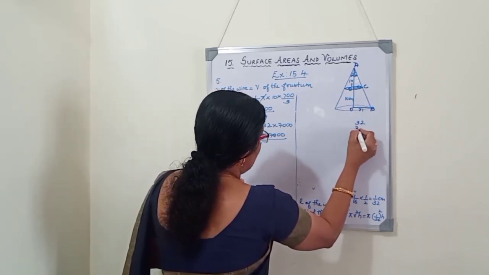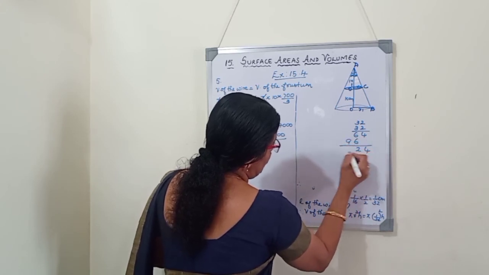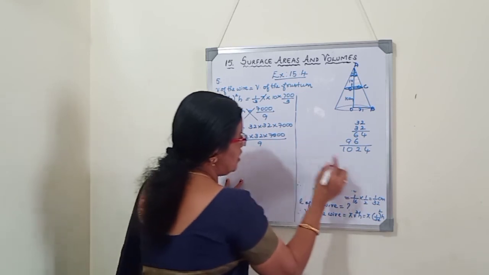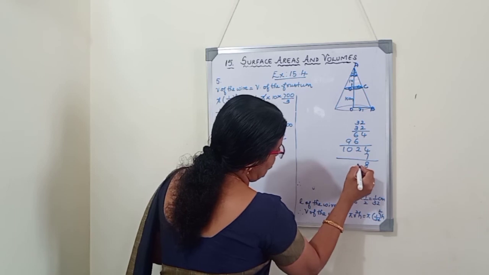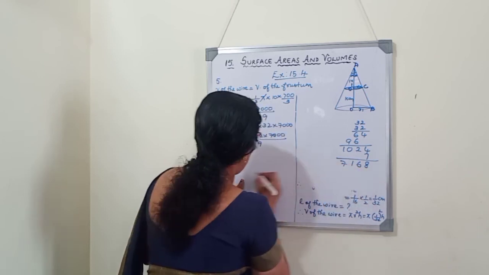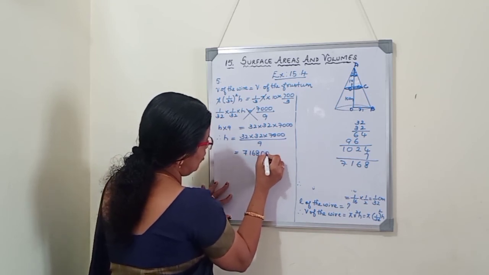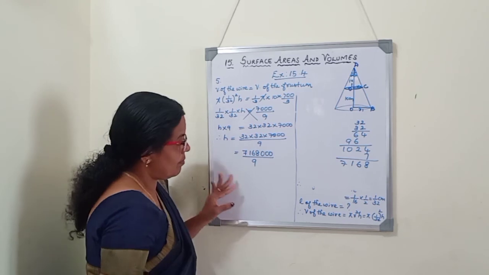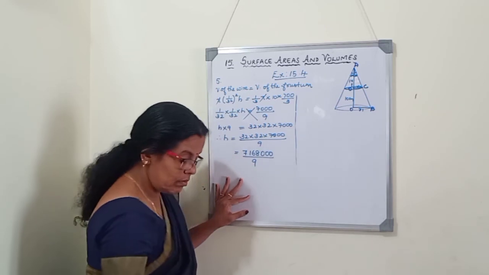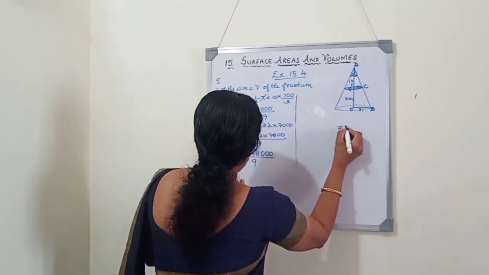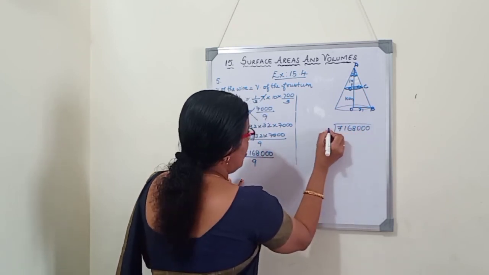So first 32 into 32, 1024 into 7. 7 4s are 28, 2; 7 2s are 14 plus 2, 16; 7 1s are 7. So we will get 7168,000 divided by 9.